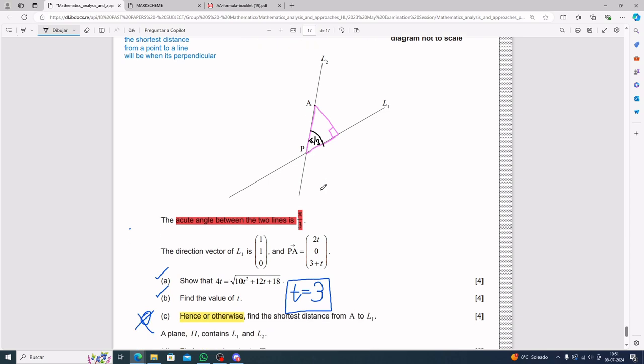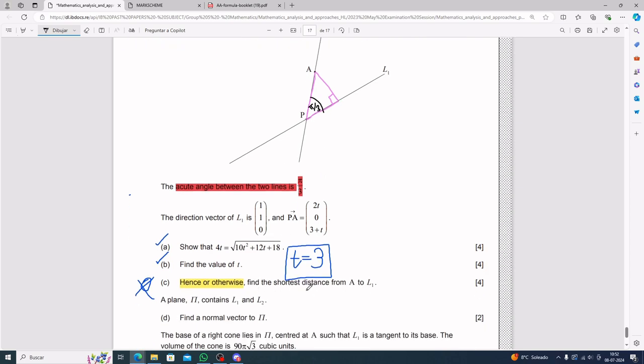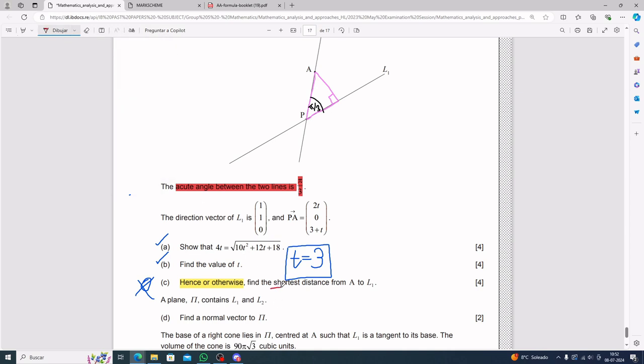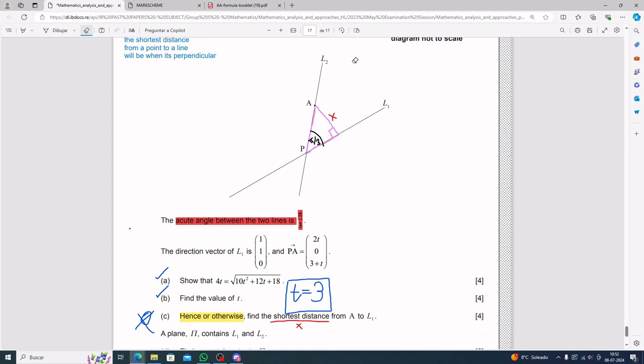Well, on the one hand, the shortest distance, which I'm now putting in, let's say, red. The shortest distance, which I will call x, is this x right here. So we need to find that distance, okay? We need to find that x for the answer in part C.